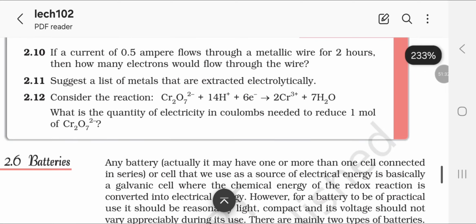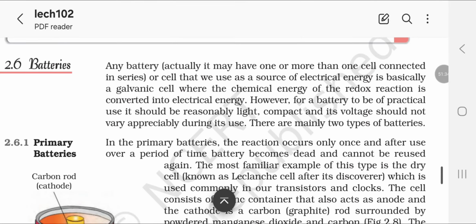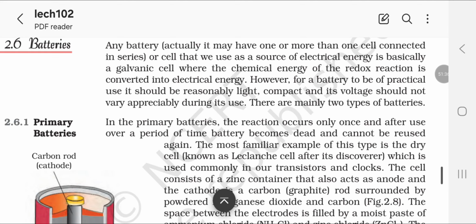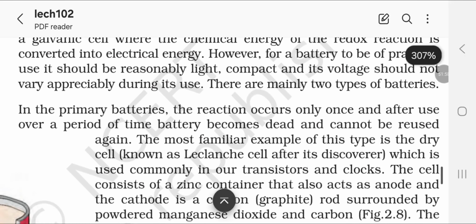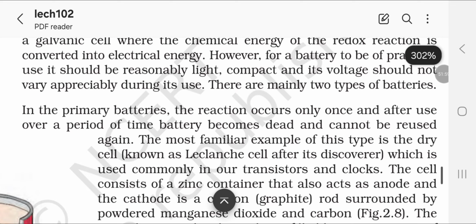2.6 Batteries. Any battery, actually, may have one or more than one cell connected in series. A cell that we use as a source of electrical energy is basically a galvanic cell where the chemical energy of a redox reaction is converted into electrical energy. However, for a battery to be of practical use, it should be reasonably light, compact, and its voltage should not vary appreciably during its use.